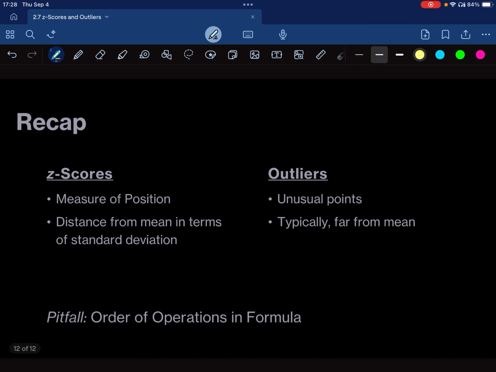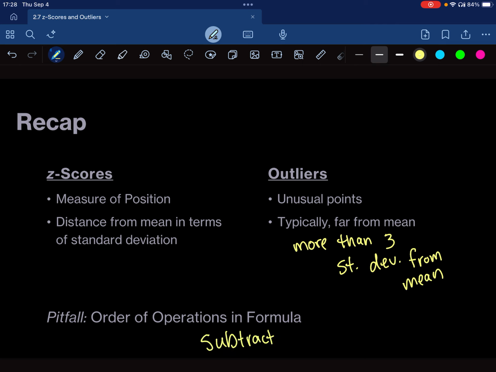I'm going to go ahead and recap at this point. Z-scores are a measure of position. They describe the distance from the mean in terms of the standard deviation. Outliers are unusual points, typically far from the mean. These would be things that are more than 3 standard deviations from the mean. And finally, the big pitfall to watch out for is the order of operations in that formula. Make sure you subtract first, which is why I suggested using parentheses, and then you should divide afterwards.